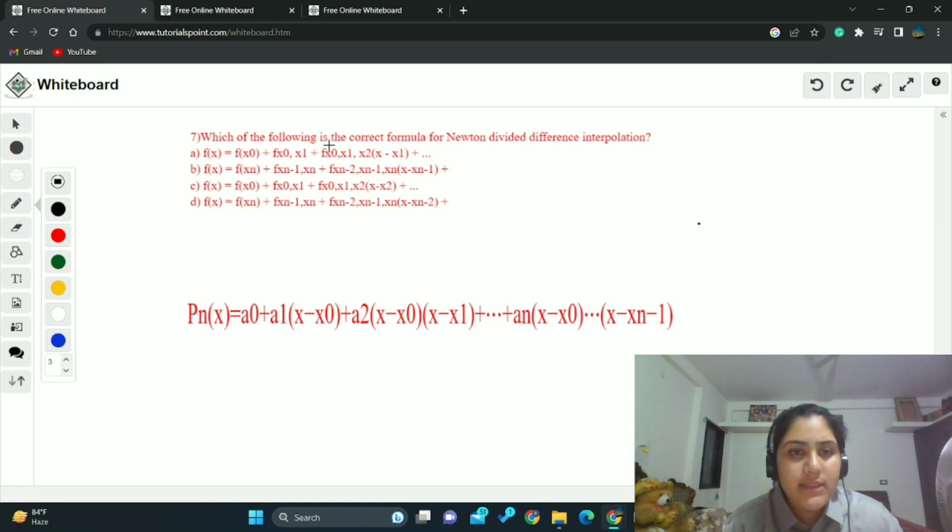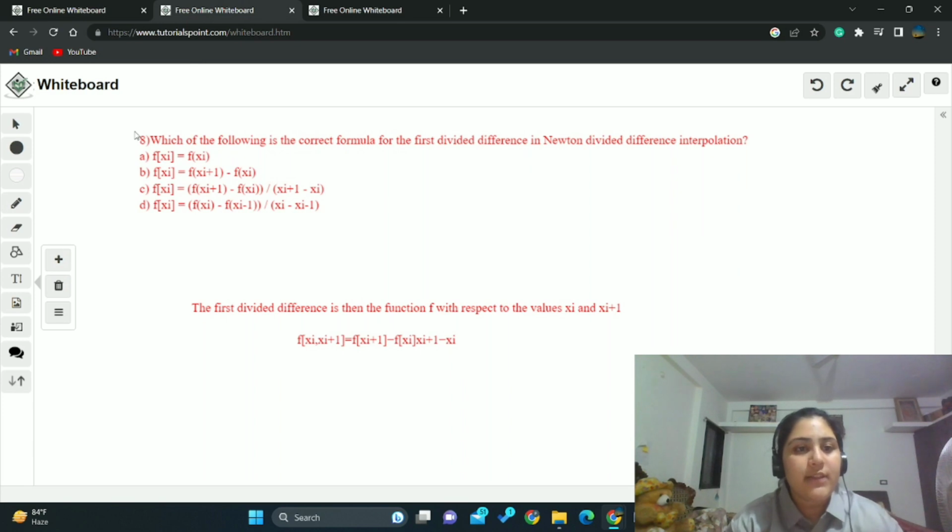Moving on to question number 7, which of the following is the correct formula for Newton divided difference interpolation? This one is the formula for Newton divided difference interpolation. So this matches option A. So therefore option A is the answer for this, as you can see here it uses the divided difference formula. So option A is correct. Next, question 8. Which of the following is the correct formula for the first divided difference in the Newton divided difference interpolation?